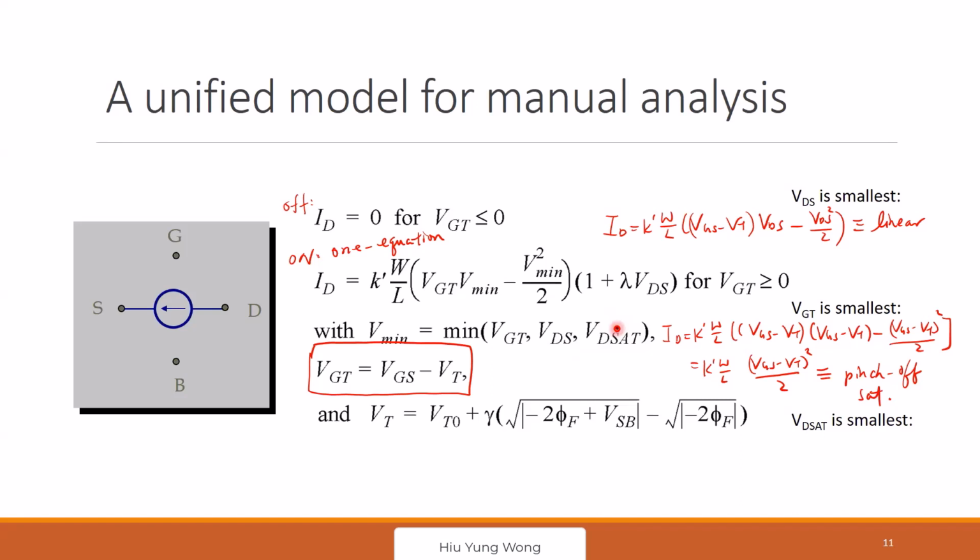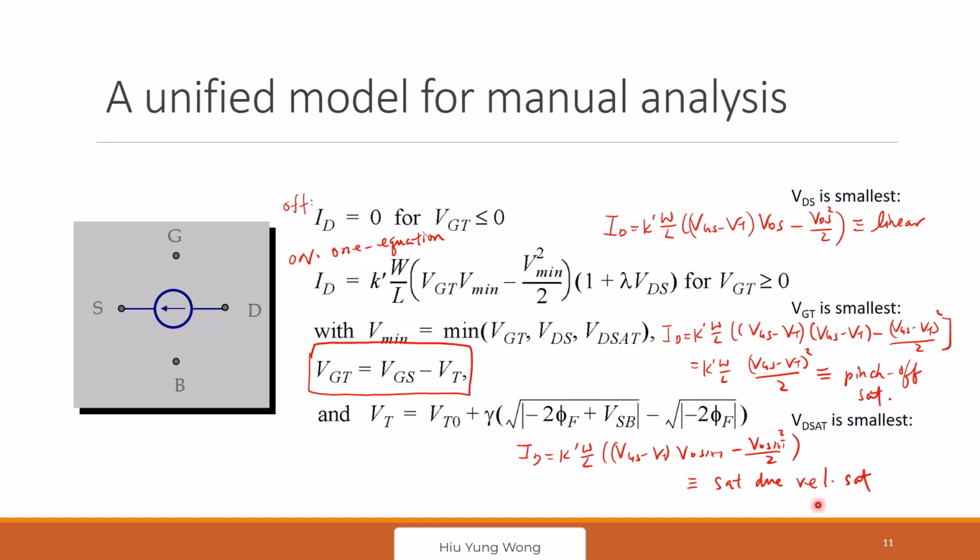Got it. So how about if VDSat is the smallest? Well, this is not that difficult. VGS minus VT, then you just put in VDSat minus VDSat squared divided by 2, right? We didn't know this equation before, but now we will use it. And this is again saturation, current saturation due to velocity saturation. And that's it. That's the model that we have.